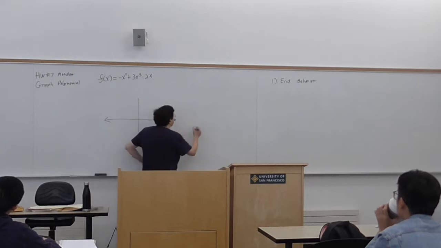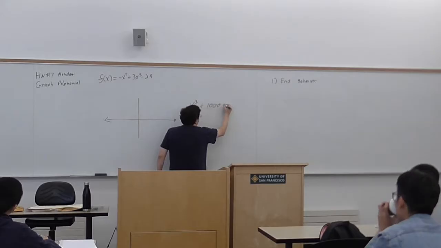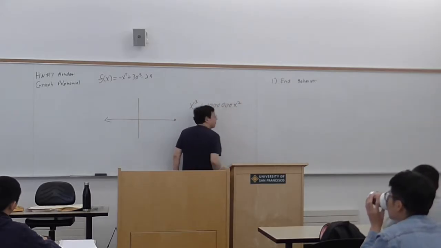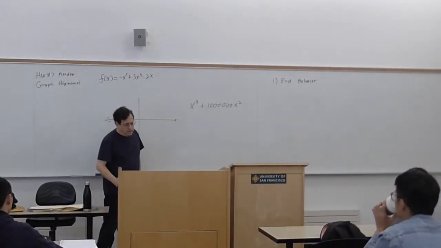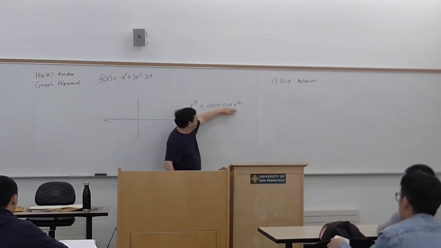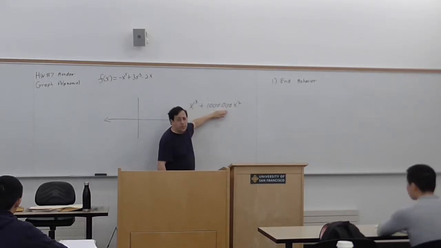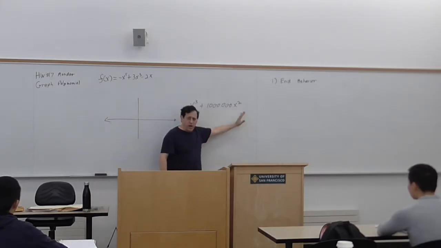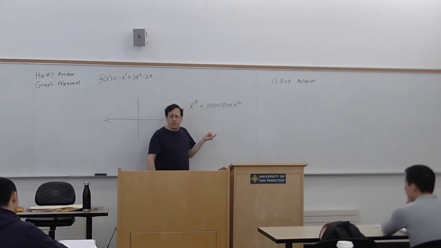Let's say I had a polynomial, let's say x cubed plus 1,000,000 x squared. Well, for a long period of time, this term is going to dominate because the coefficient is very large. But eventually, as I get far enough out, that will no longer be the case. And you can tell right away, in this case, where that will be.